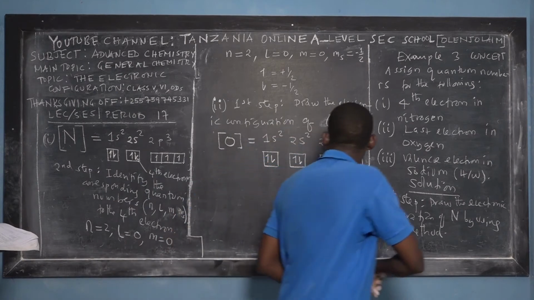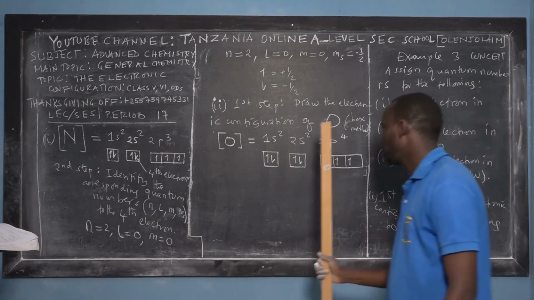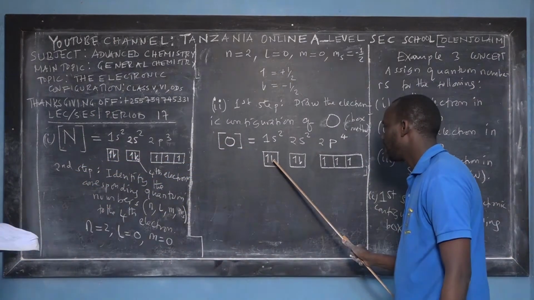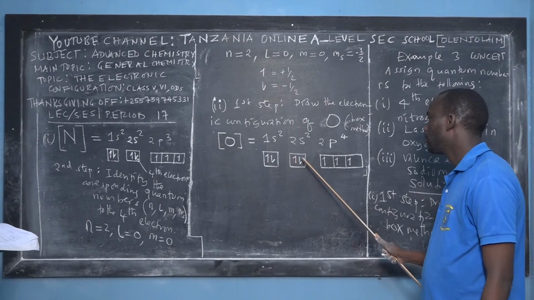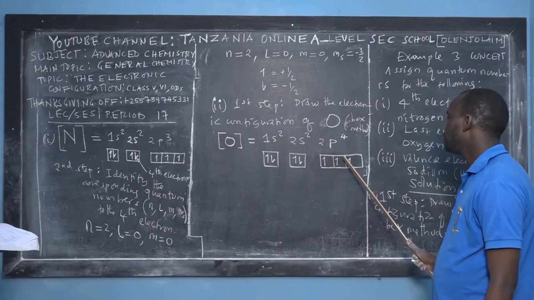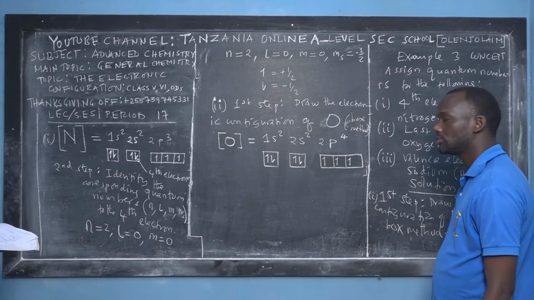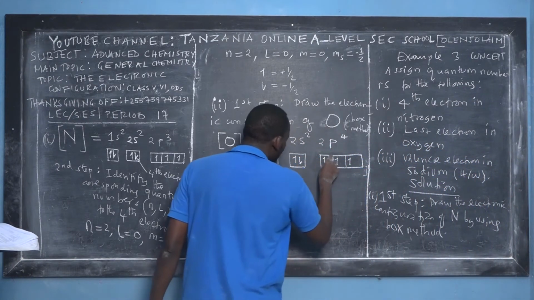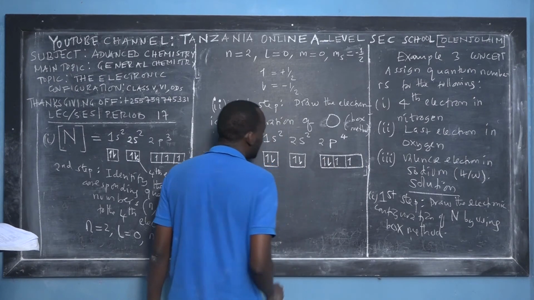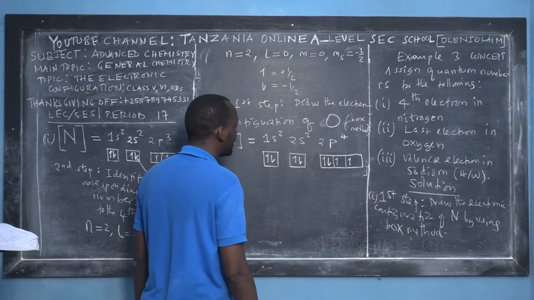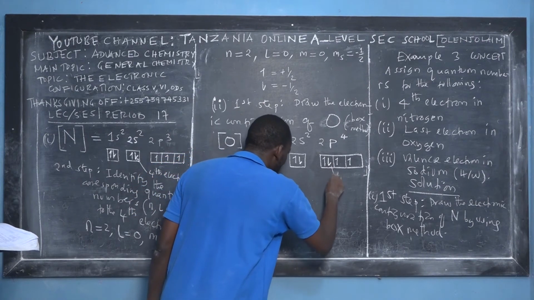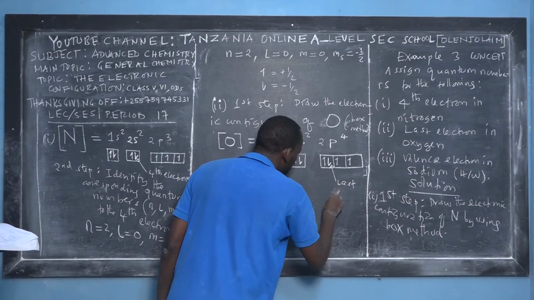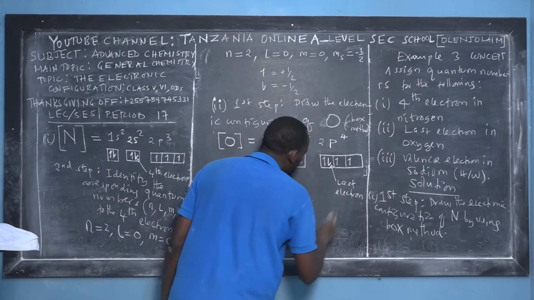Let me explain. First electron, second electron, third electron, fourth electron, 5th electron, 6th electron, 7th electron. Good. 7th electron, so we still have 1 electron. This is the 8th and last electron. Because this is the 8th and last electron, this is the last electron, not this. The last electron in what? In oxygen.